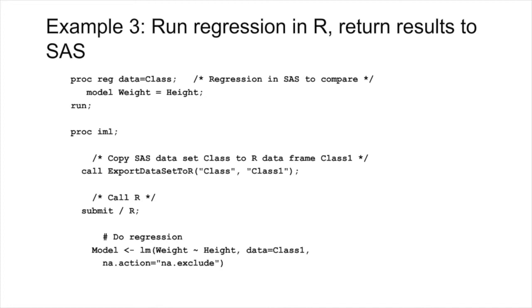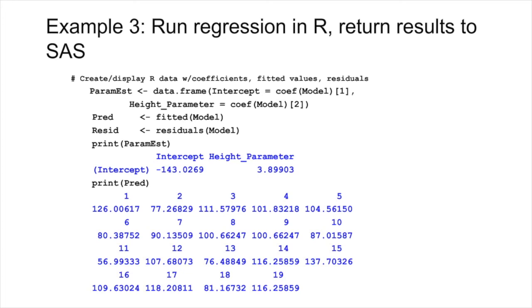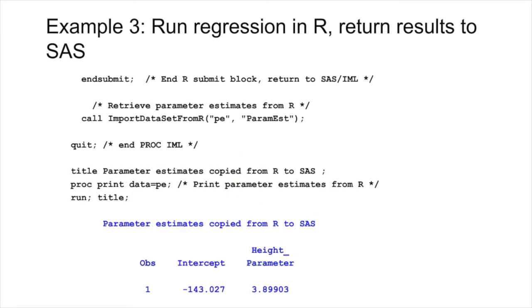Then the next thing we're going to do is extract from the results of that regression some values: the parameter estimates, the predicted values, and the residuals. And then we're going to print them. So you can see that having done the regression in R, in this interface we're just going to extract values that are the results. Then we're going to end our submit block, and then the interesting part is we're going to copy the parameter estimates from the object param_est in R into a SAS data set called PE. And then we're going to end PROC IML.